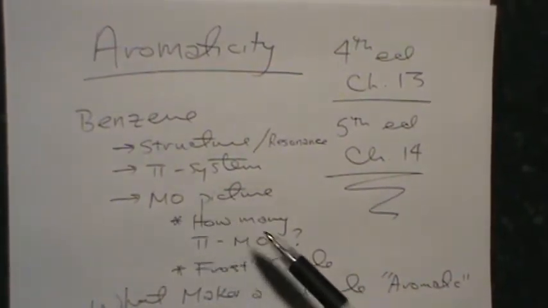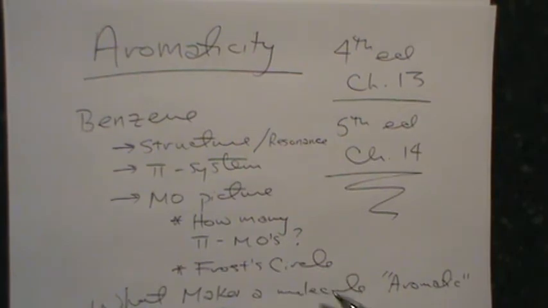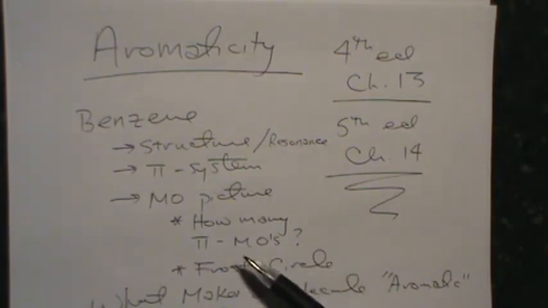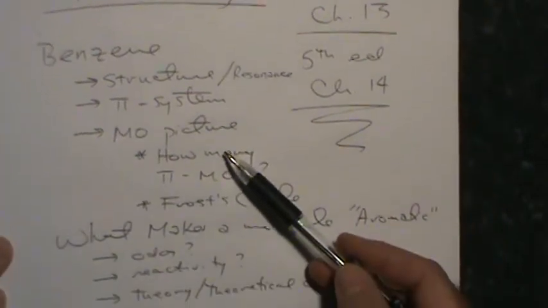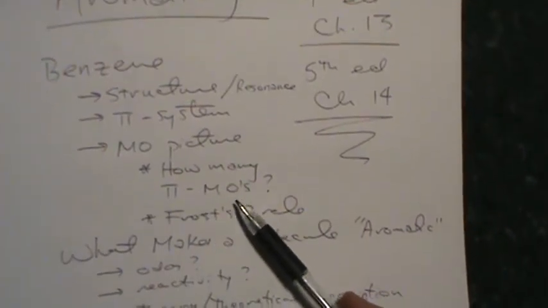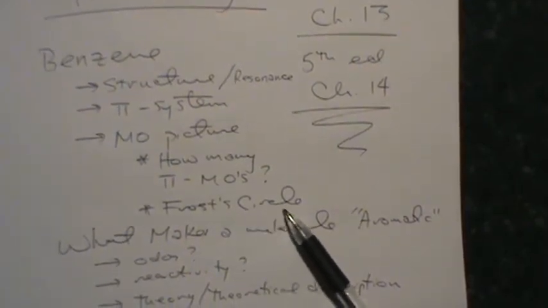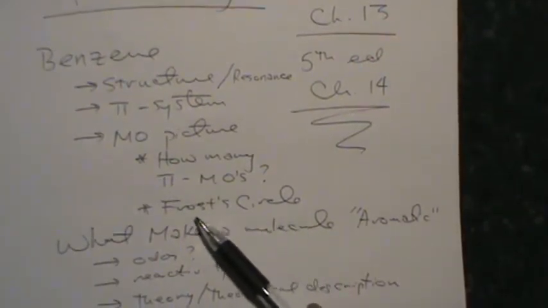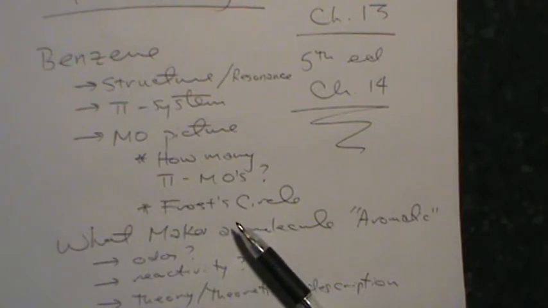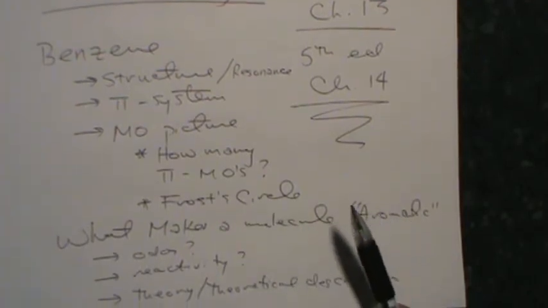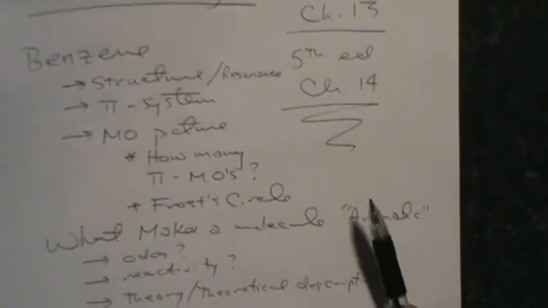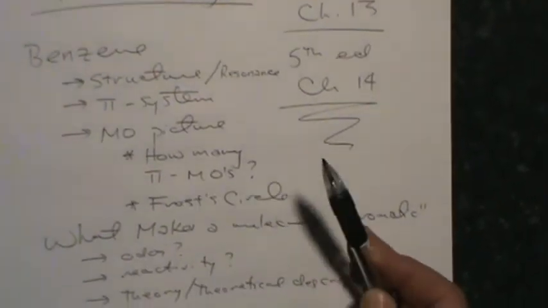What is the molecular orbital picture or molecular orbital description of this molecule? We can start by asking some simple questions like, how many pi molecular orbitals are there in benzene? And then we're going to see that we can actually figure out very quickly how those pi molecular orbitals are spaced energetically using Frost's circle. We'll talk more about that in just a moment. But first, how many pi molecular orbitals are there?